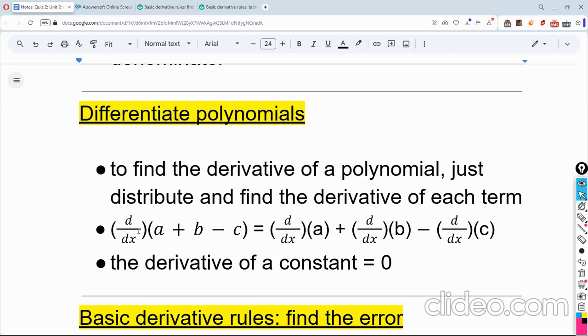So if you want to find the derivative with respect to x of a plus b minus c, you just find the derivative of each of those individual terms and make sure you maintain the plus minus signs. And remember that the derivative of a constant equals 0.